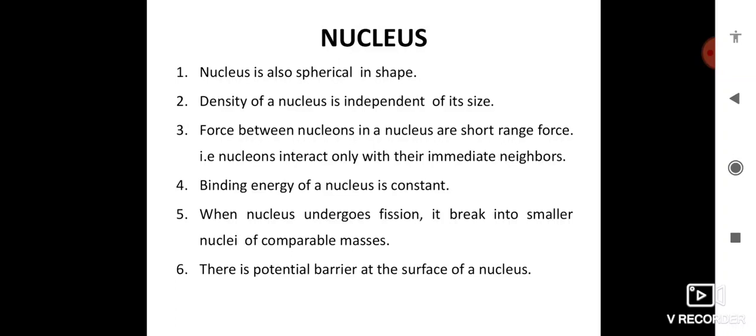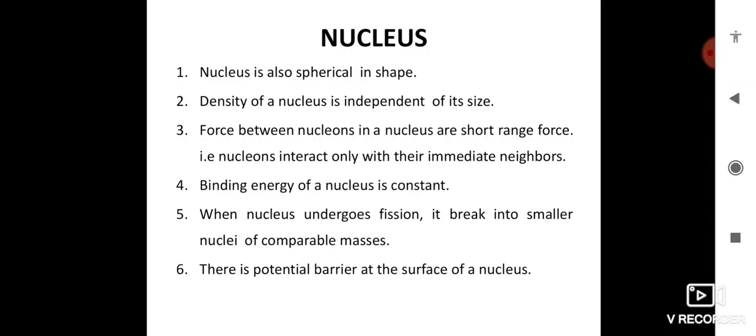Here the nucleus is also spherical in shape. See the differences between a liquid drop and a nucleus. The density of a nucleus is independent of its size. The forces between nucleons in a nucleus are short range. That is, nucleons interact only with their immediate neighboring nucleons. Here in the case of a nucleus, it is nucleons, not atoms. And the binding energy of a nucleus is constant.